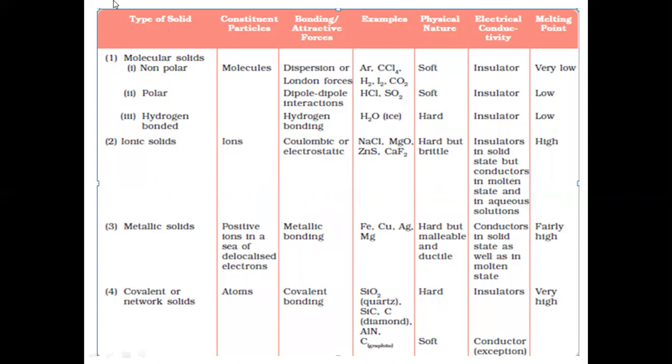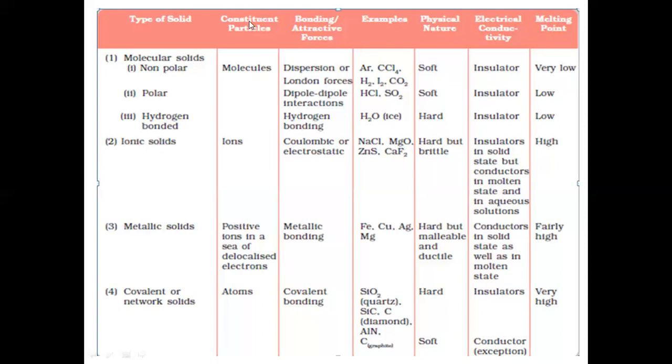Examples here in non-polar molecular solids are argon, carbon tetrachloride, hydrogen, iodine, carbon dioxide. In polar covalent solids are HCl and SO2. In hydrogen bonded molecular solids, the example is H2O, that is ice. Molecular solids are generally soft, but hydrogen bonded solids are hard. These all are insulators and they have low melting point. And among all these three kinds of molecular solids, the non-polar molecular solids have the lowest melting point.